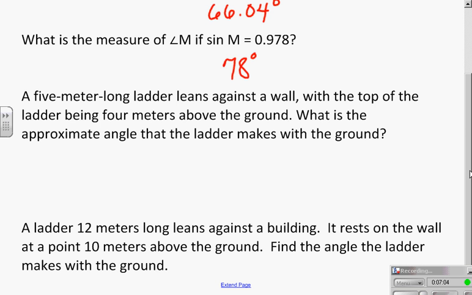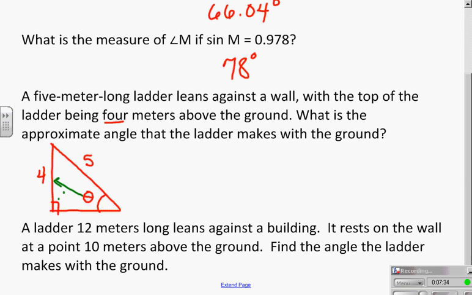Now, our word problems certainly aren't going to go away. So a 5-meter long ladder leans against a wall with the top of the ladder being 4 meters above the ground. What is the angle the ladder makes with the ground? And we use a couple of Greek letters for angles. We use theta and sometimes we use alpha. They're just other ways to notate the angles. It's not a big deal.